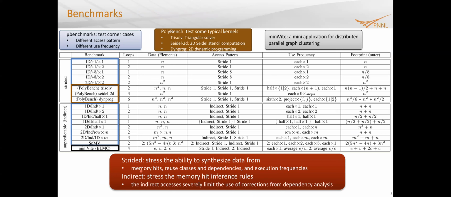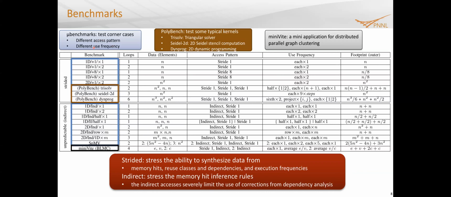In here, you are seeing the benchmarks that we use to do these checks. We categorize our benchmarks into 2 categories, strided category and the unpredictable or indirect category. The strided category is used to stress test the ability to synthesize the data from the memory hits, reuse classes, dependencies, and execution frequencies. The indirect category is used to stress test the memory hit inference rules because the indirect access severely limits the use of the correction from the dependency analysis.